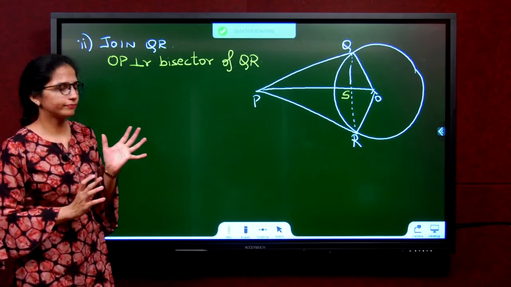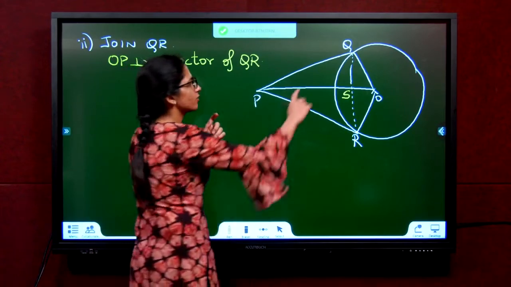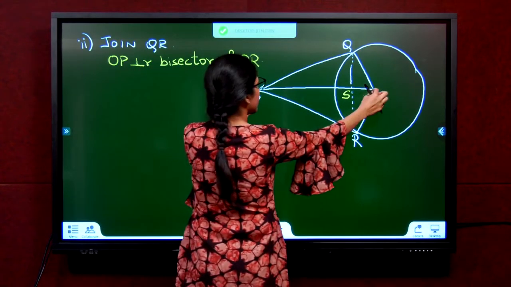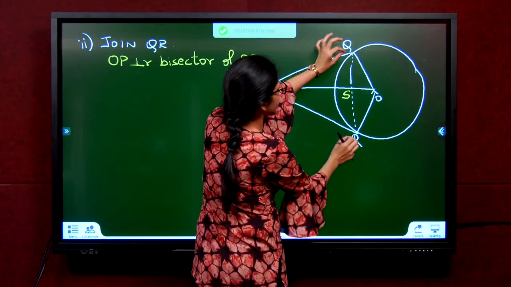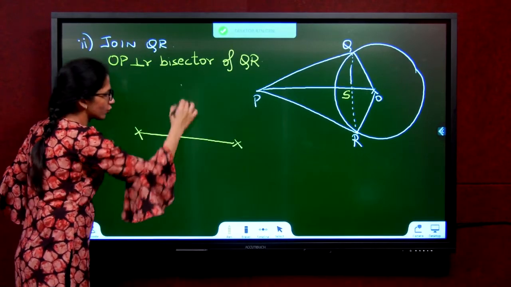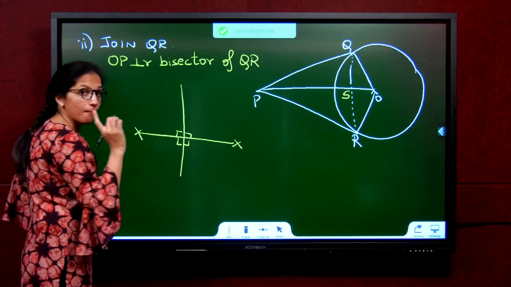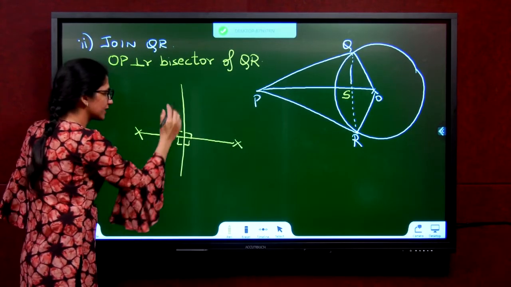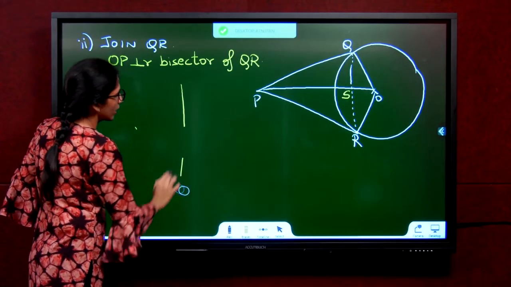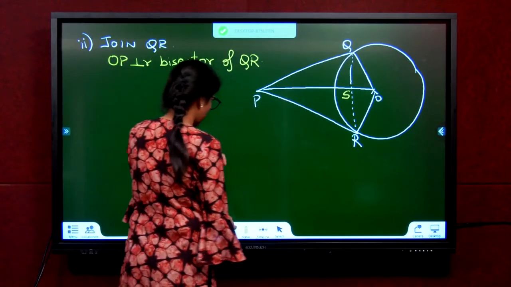Same figure. What all do we already know until now? The only difference is we are joining Q and R, okay? You have to prove that this OP is the perpendicular bisector of QR. What is the meaning of perpendicular bisector? If I have a line like this and I draw a perpendicular bisector, perpendicular means it's 90, 90, 90. Bisect means divide in half. This line will divide this into half.